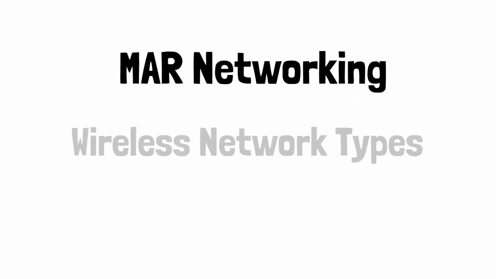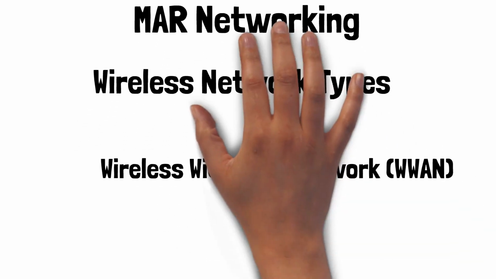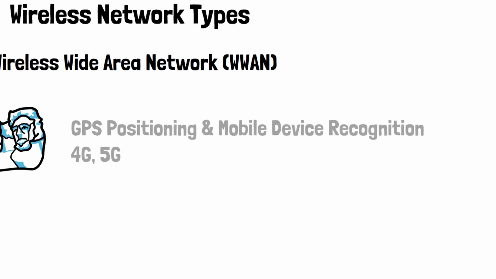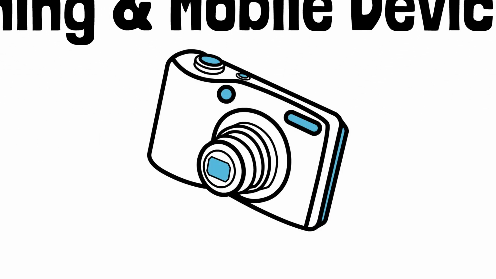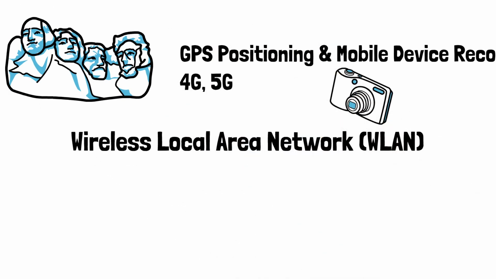Now, I will introduce mobile AR networking. There are three major wireless network types used in MAR systems. WWAN is currently the most popular solution in a wide public area. There are two major functionalities. One is to determine objects' location and orientation based on GPS sensors. Another is the use of mobile cameras and recognition techniques to capture the views.